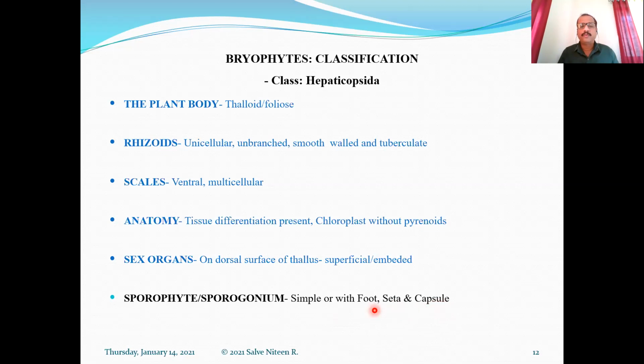So the sporophyte here may consist of these three distinct regions, foot, seta, and capsule, or it may be simple in some primitive Hepaticae member like Riccia, where there is only capsule. Foot and seta are absent in Riccia, whereas in Marchantia, another example of Hepaticae, foot, seta, and capsule are present in the sporophyte or sporogonium.